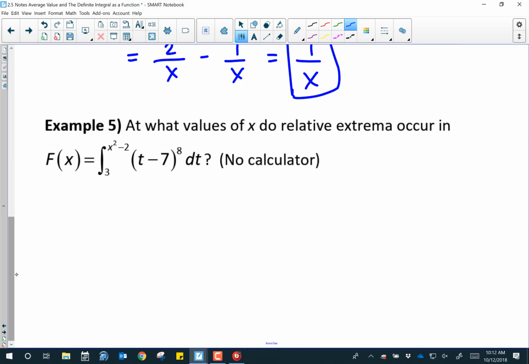And so now I want you to try this one on your own. So similar to example 3, and no calculator on this one. So do this one on your own, and then when you're done, you can look up.